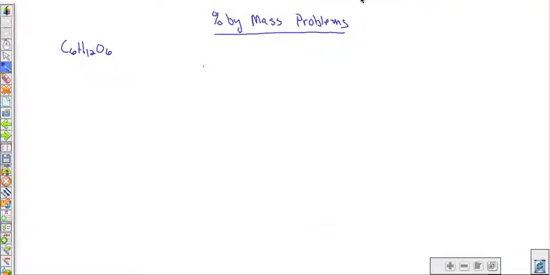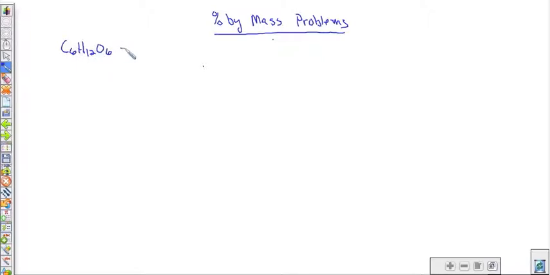Hey guys, this is going to be a quick little show on how to do percent by mass problems. In any formula or molecule or formula unit or any sort of compound, you have a certain number of each particular type of atom that's together, and it's a specific ratio.